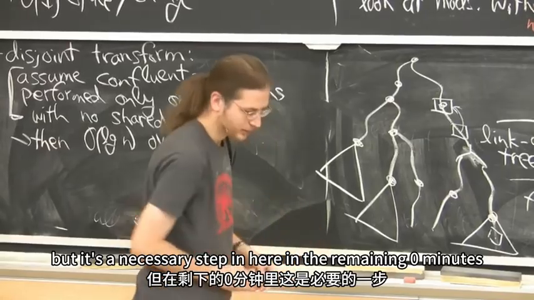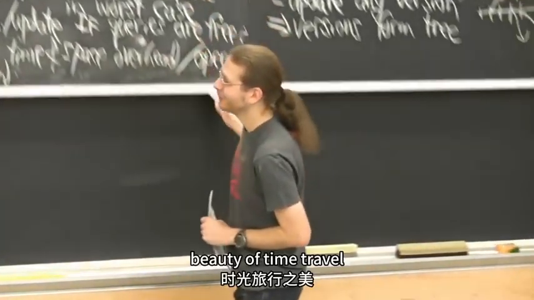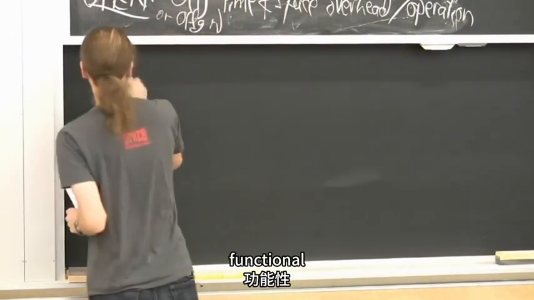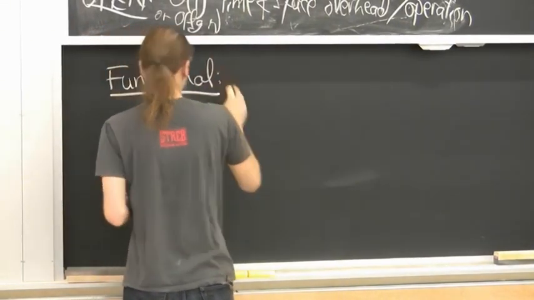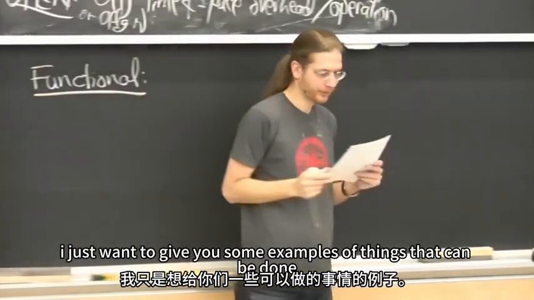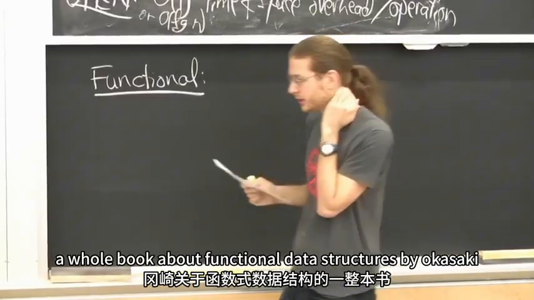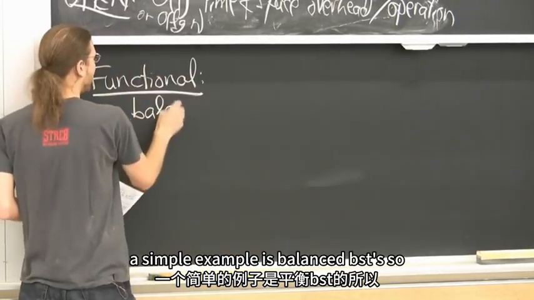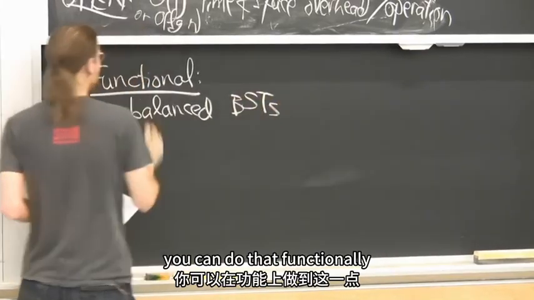In the remaining 0 minutes, let me tell you a little bit about functional data structures. So, beauty of time travel. Functional. I just want to give you some examples of things that can be done functionally. There's a whole book about functional data structures by Okasaki. That's pretty cool. A simple example is balanced BSTs. So if you just want to get log n time for everything, you can do that functionally.